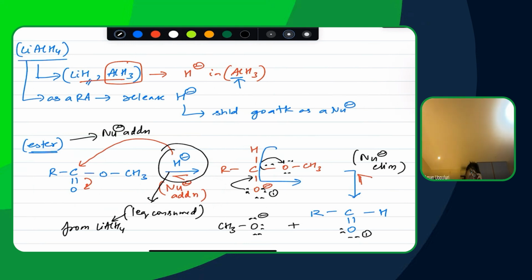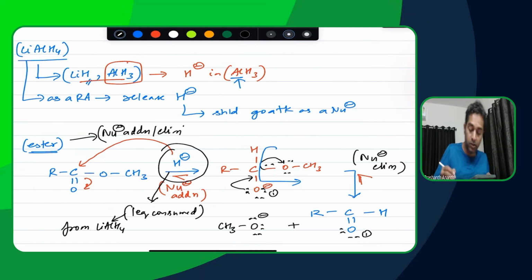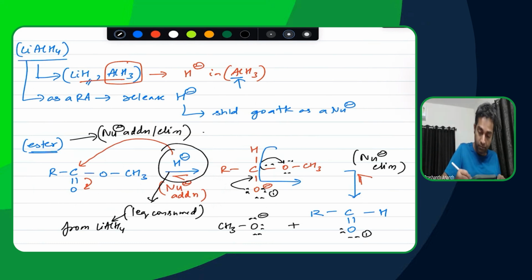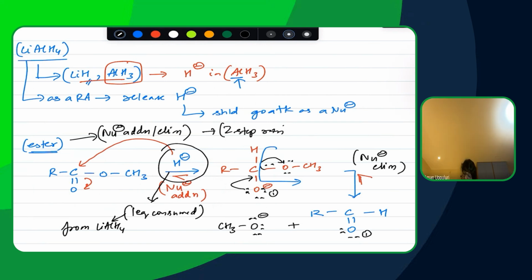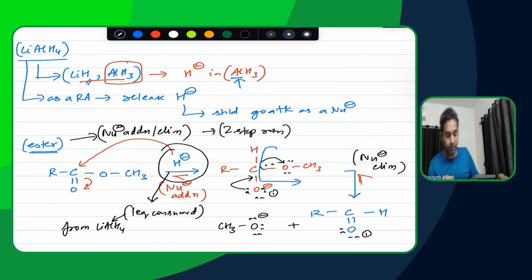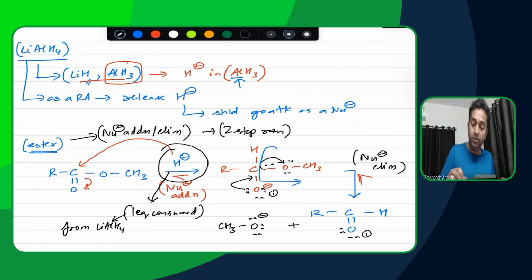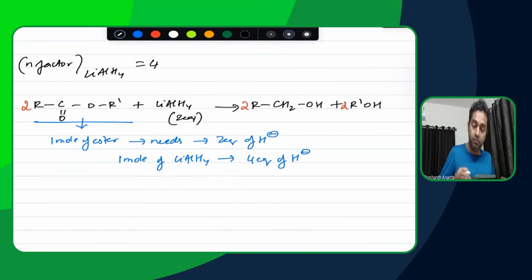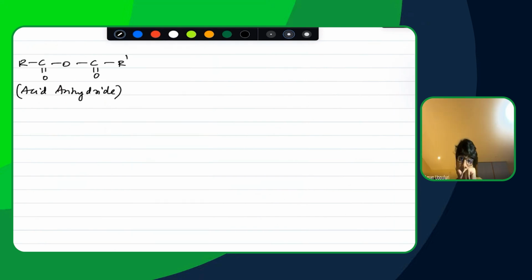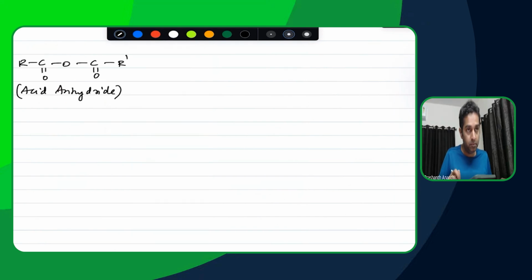Oh, sorry, this is not SN2. My bad. Something else was SN2. So this entire two-step process is the addition elimination reaction. All right, so all acid derivatives do this mechanism. Now, what will be happening here?